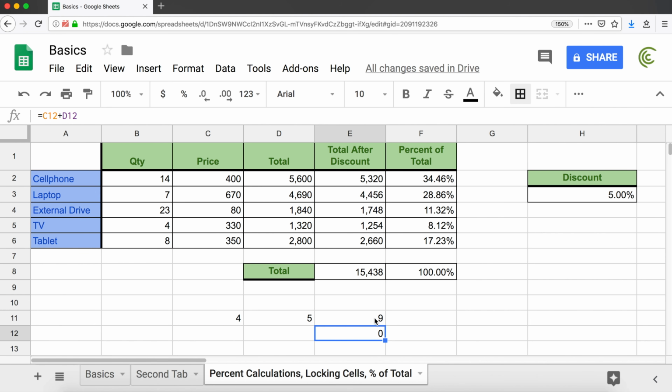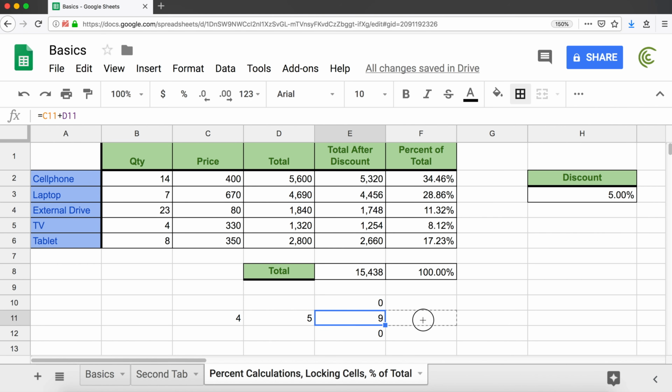If I move that formula up, all the cell references move up. So it's going to go one up from here, so that's C10, and this is going to go one up, so that's D10. So again, C10 plus D10, 0 plus 0, is 0.